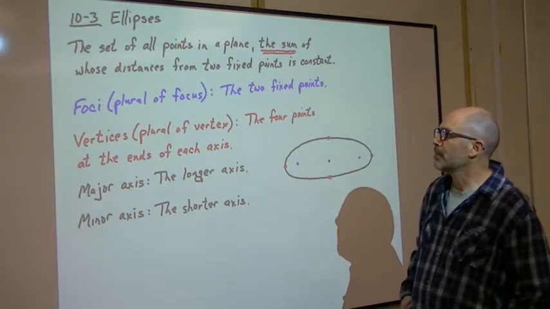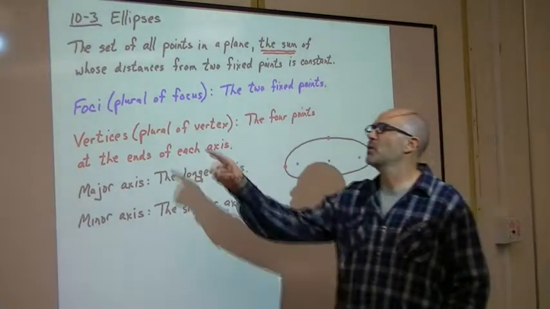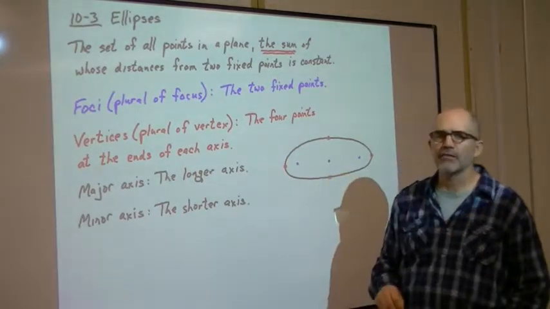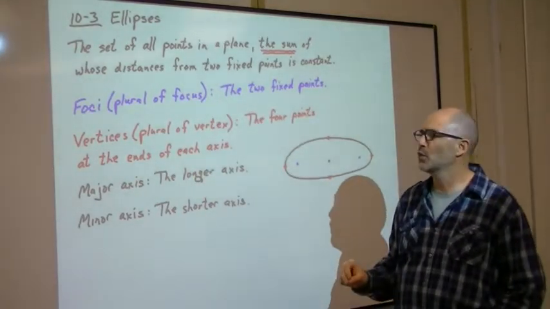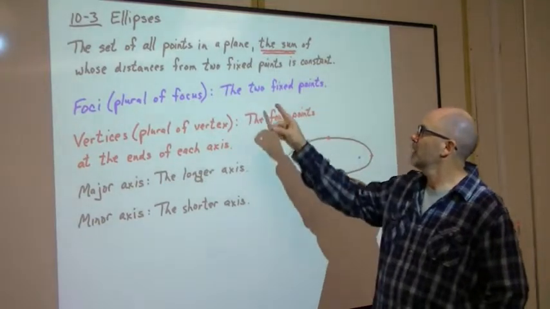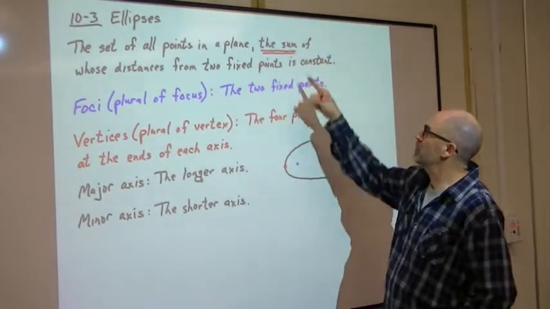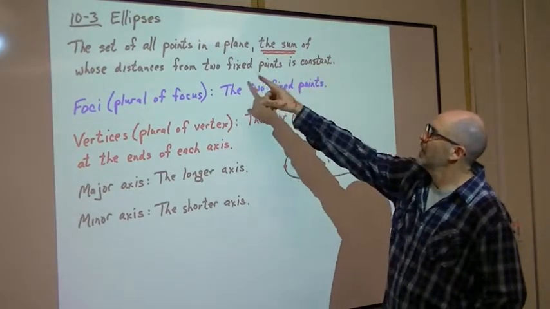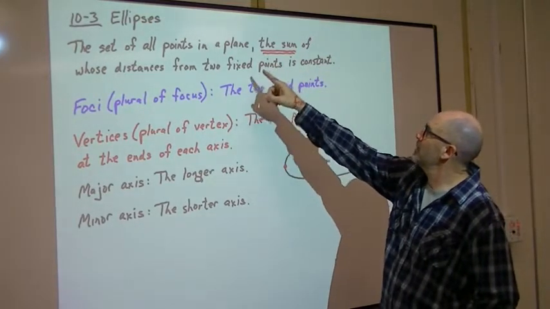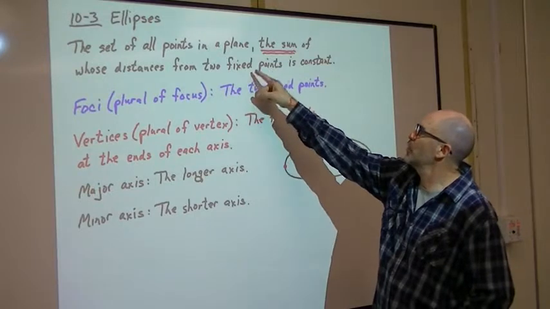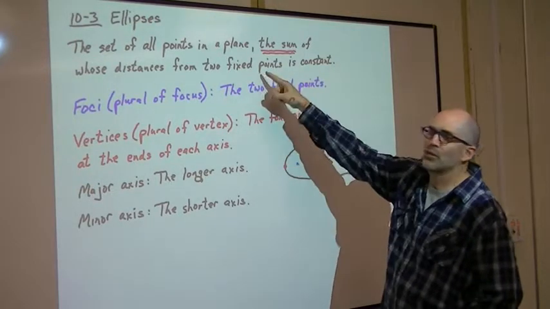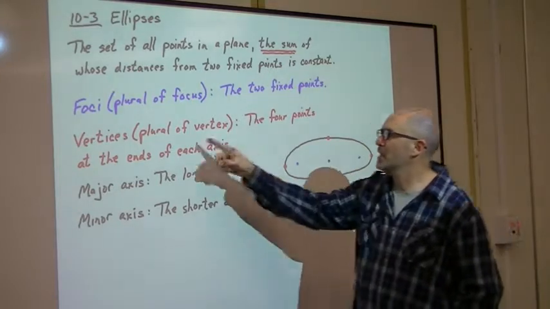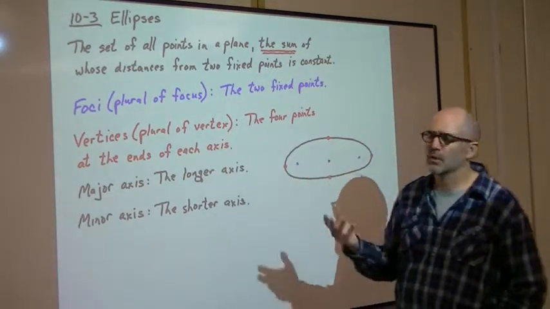So, the first parts are the foci. Foci is plural of focus, so we have one focus, two foci. So the foci are the two fixed points that are referred to here. The sum of all points in a plane, sum of whose distance from the two fixed points, the two foci, is constant. Now the vertices are plural of vertex.